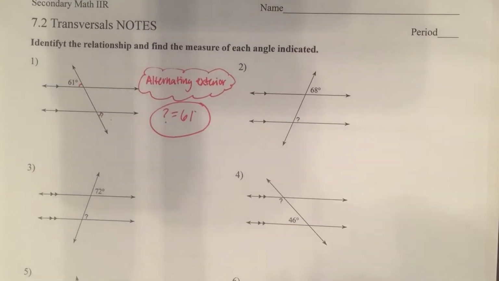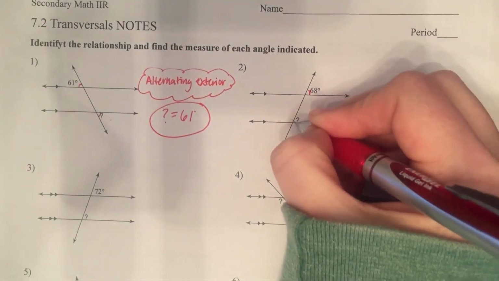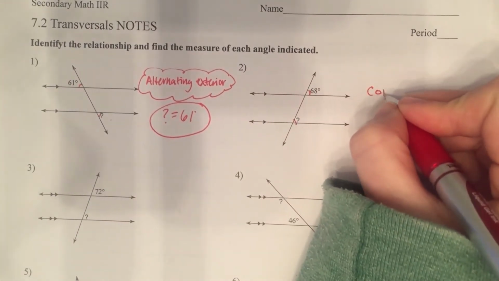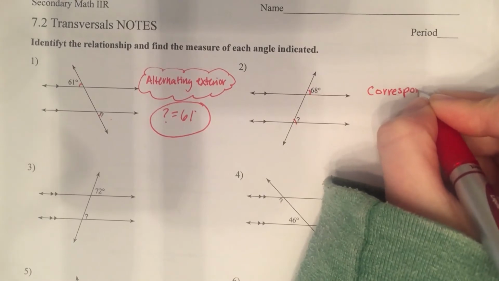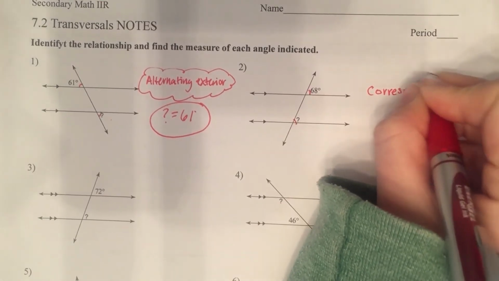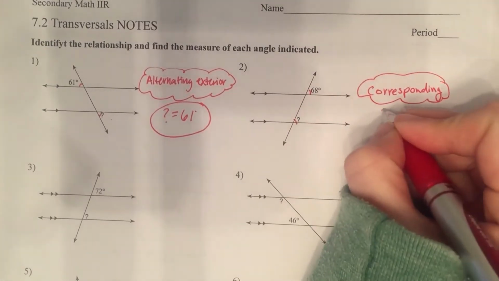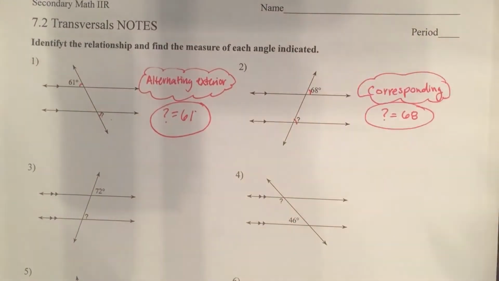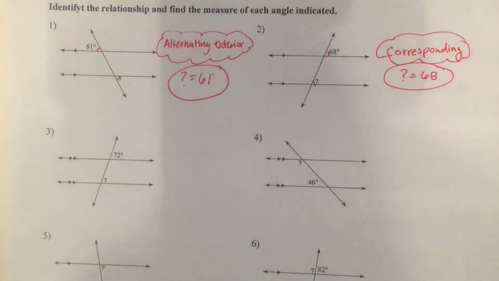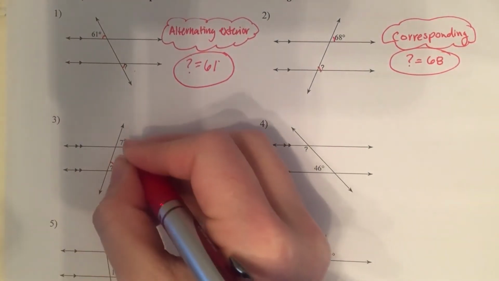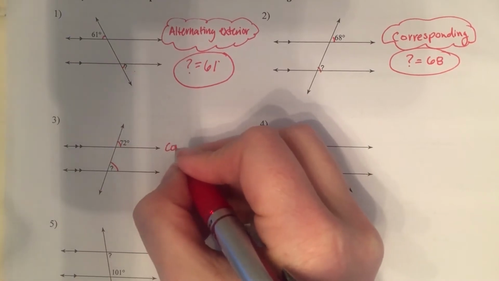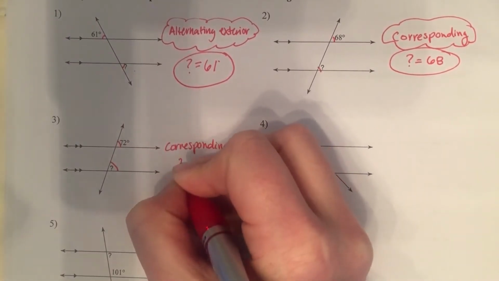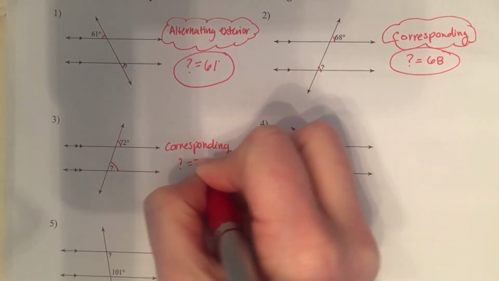Question 2. Top right, they're in the same position, top right corner, so they would be called corresponding. And the question mark would equal 68 because they're the same size. Example 3, top right, those would be called corresponding. And the question mark would equal 72 degrees.